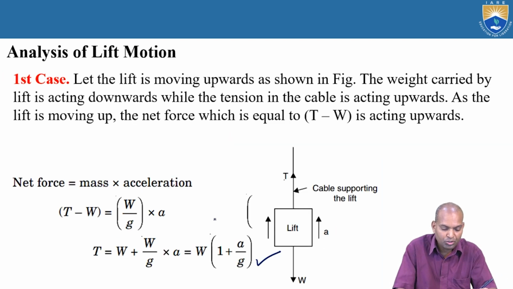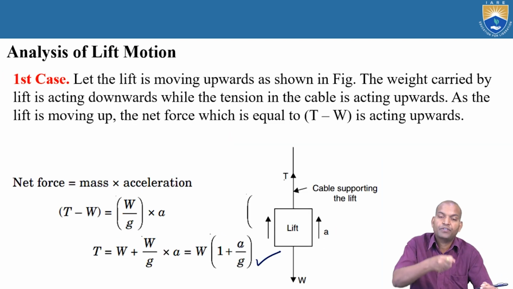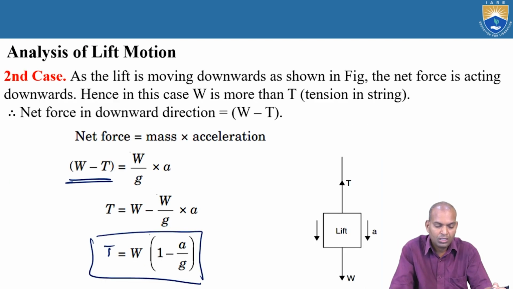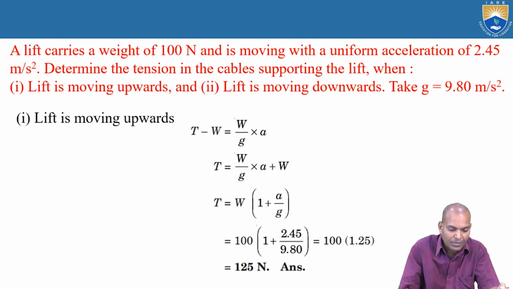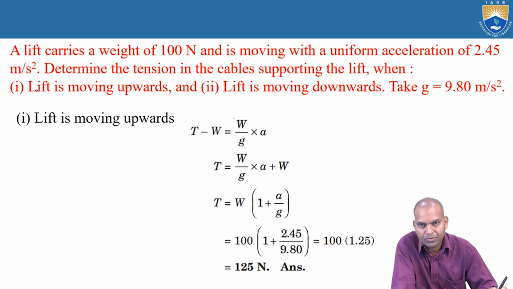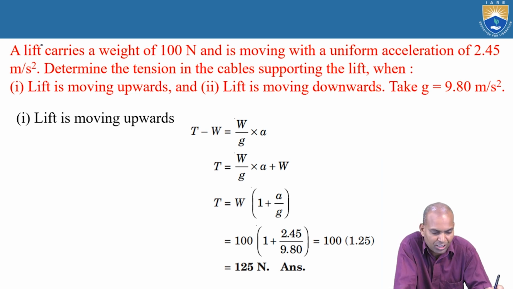Here T equals W times (1 plus a by g) when the lift is moving upwards, and when the lift is moving downwards, T equals W times (1 minus a by g). This is the analysis of lift motion, when the lift is moving upwards and when it is moving downwards. Now let us begin to solve some problems based on those derived expressions.